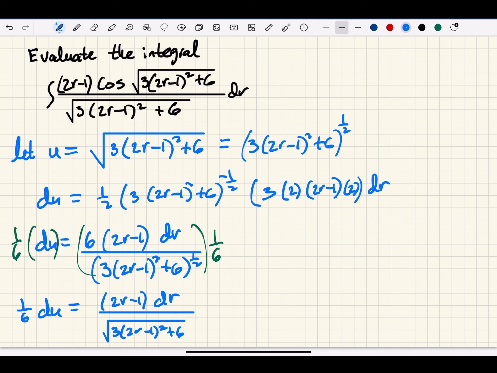So now we see a lot of this matching up. We have (2r - 1) divided by the square root of 3(2r - 1)^2 + 6, and then the dr. We have all three of those things here. And then we have the cosine of u.